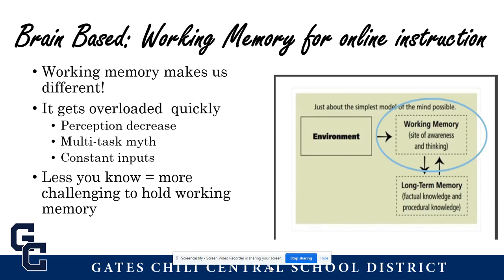works in online learning. Our perception decreases the longer we have constant inputs. And one of the important things to note about working memory is that when we have too many inputs, really more than one, of information, our productivity goes down, our understanding of what's happening goes down, and that's a general rule. So a lot of times we think students may be able to do two things at once. That's not true.